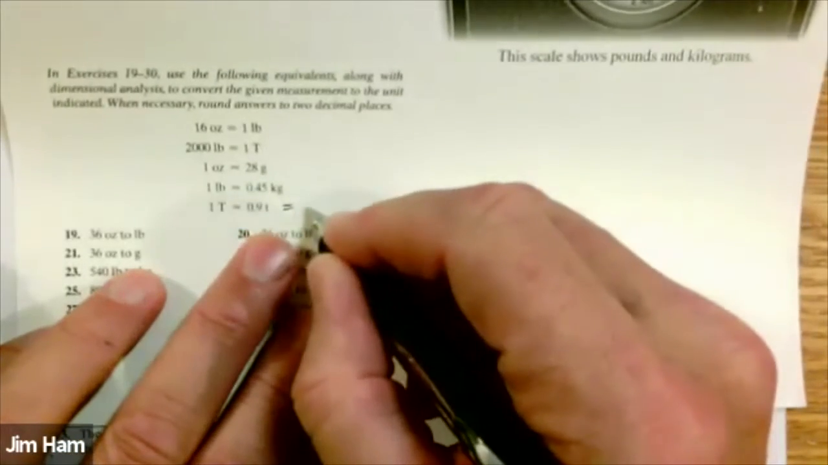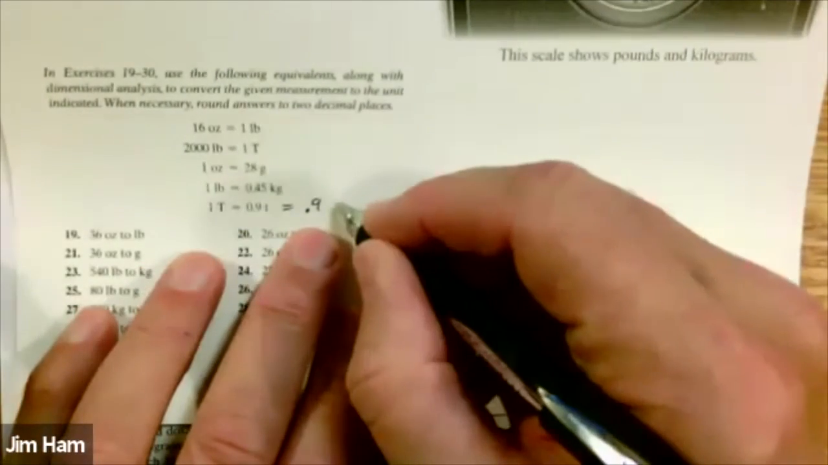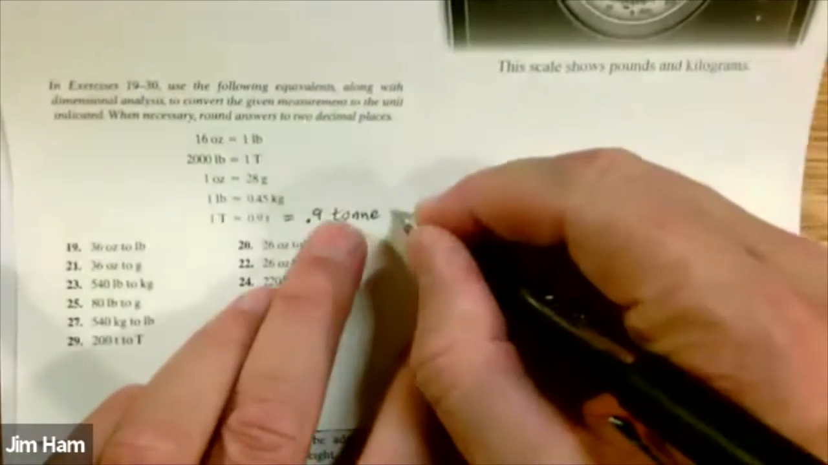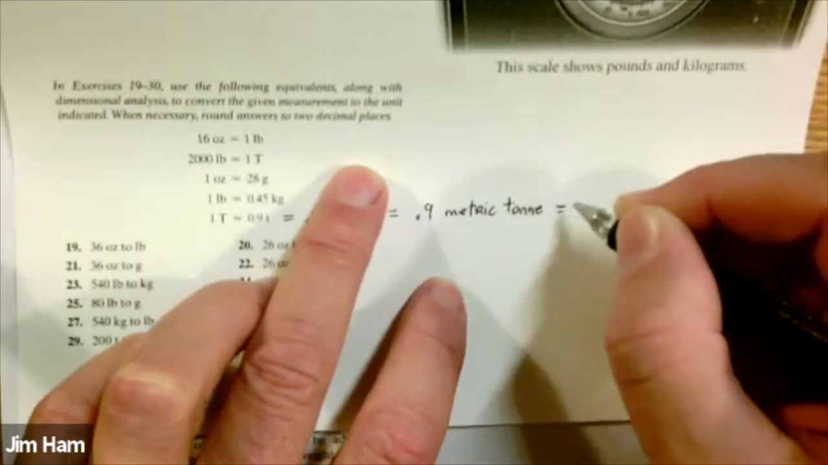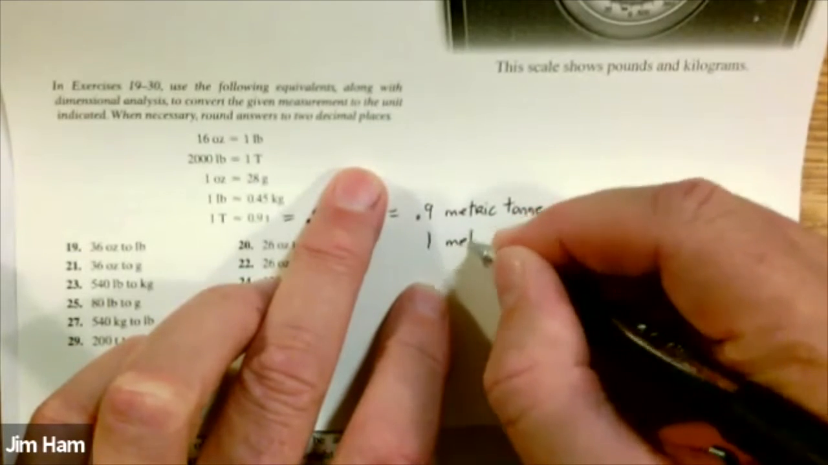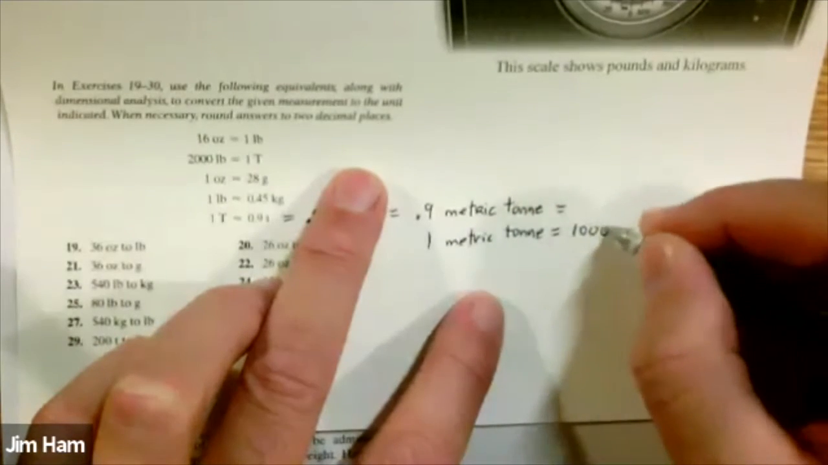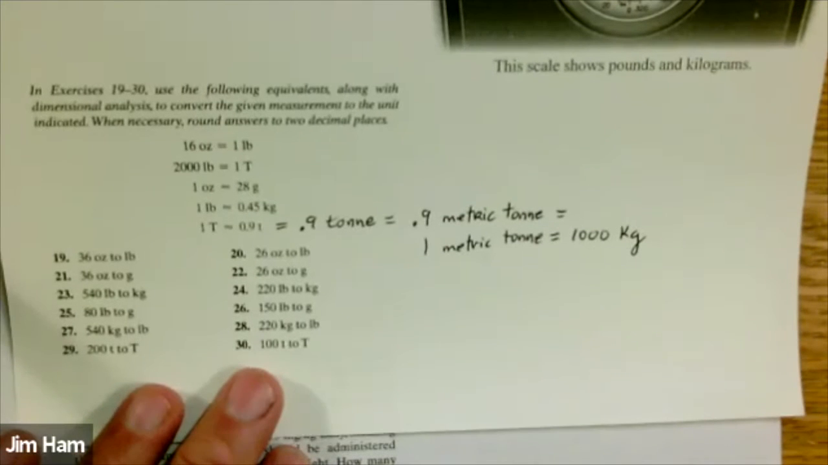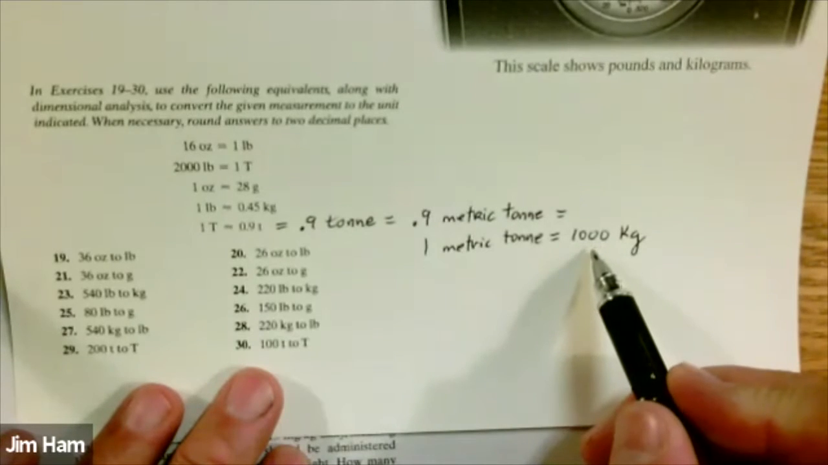0.9, little t is tons. We say it in the same way, but we spell it T-O-N-N-E, and that there is a metric ton. And one metric ton equals 1,000 kilograms. Again, tons are a unit of weight in the metric system, and so we would expect there to be some kind of power of 10 there.